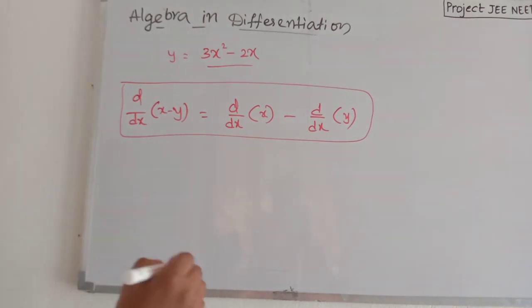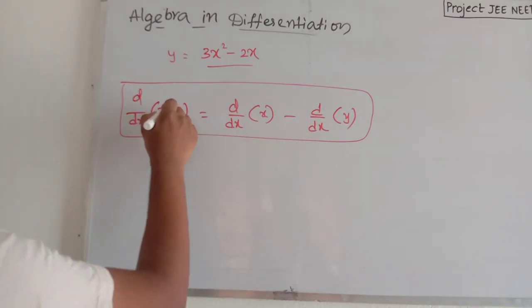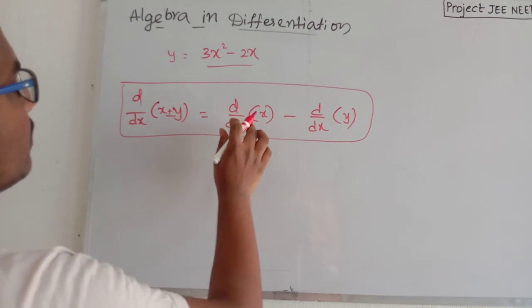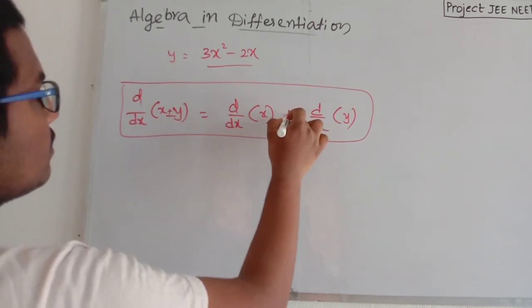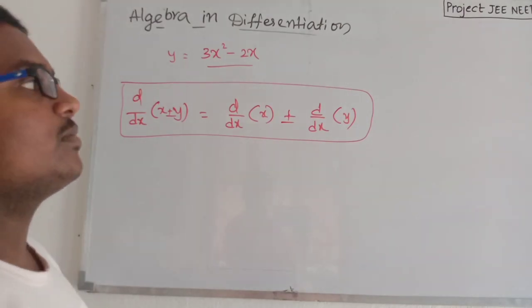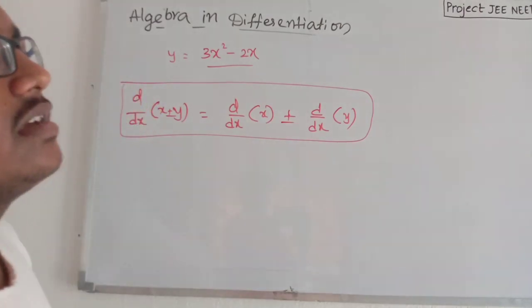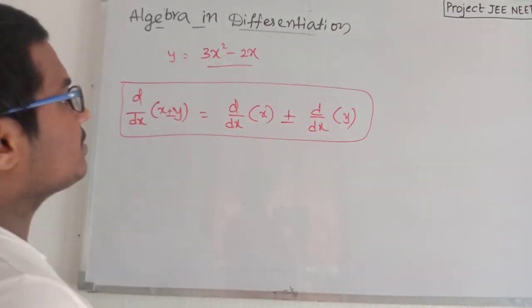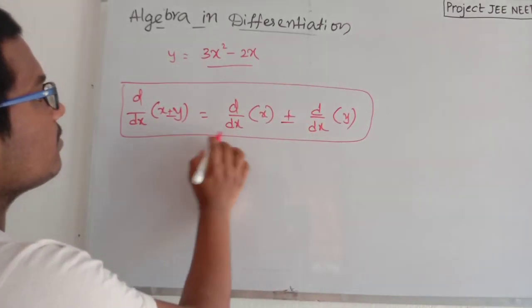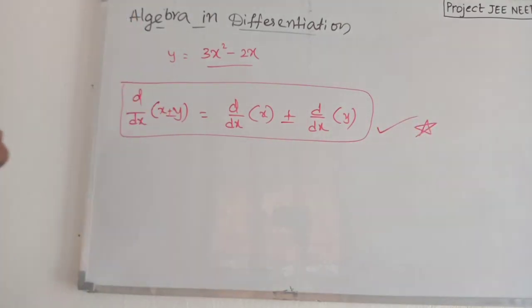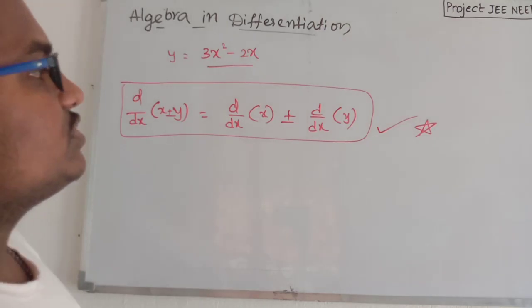As a result, we can write d by dx of x plus or minus y is equal to d by dx of x plus or minus d by dx of y. This is the combined formula, except for multiplication and division. They have different cases, but if we are dealing with addition and subtraction, then this formula will be the combined formula, and this is the most important formula related to algebra in differentiation.